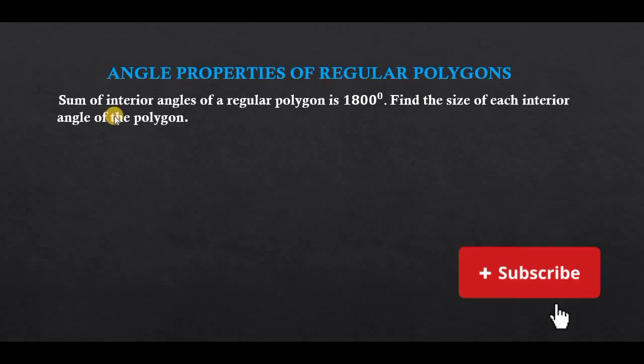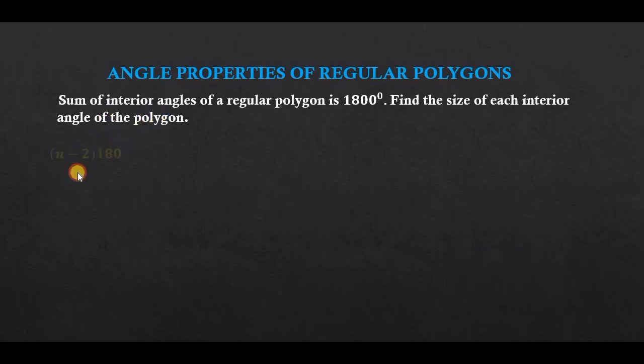The sum of interior angles of a regular polygon is given as (n minus 2) times 180, where n represents the number of sides of the polygon, and this is already given as 1800 in the question, so we equate it to 1800. Now from here we can determine the number of sides of the regular polygon.